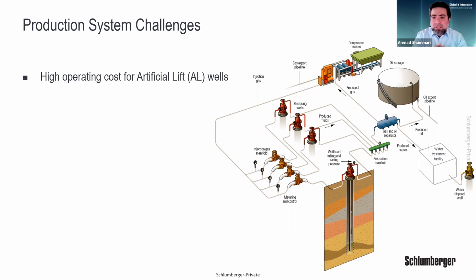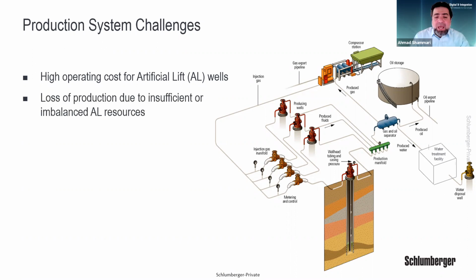So it's cost, okay? If you're using, for example, in this system here, gas lift, then instead of actually going and exporting the gas, using it for energy, you're re-injecting it to use it in the production. So this is additional cost, okay? So cost these days is very important. And looking into just the cost that will be consumed in artificial lift by itself, it's not really a small number. It's huge. We have loss of production due to insufficient or imbalanced artificial lift resources.